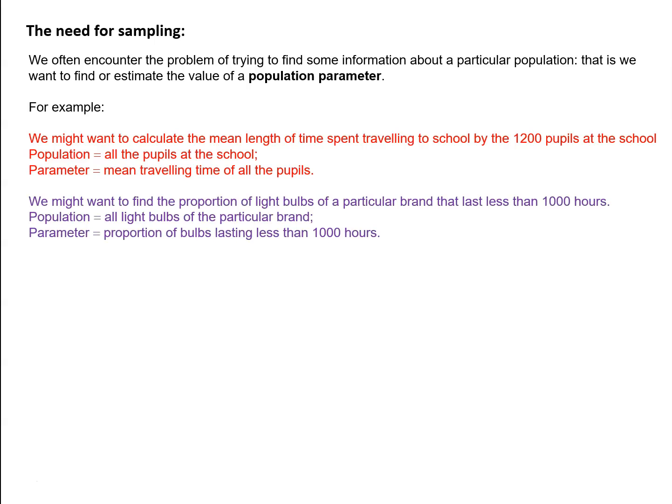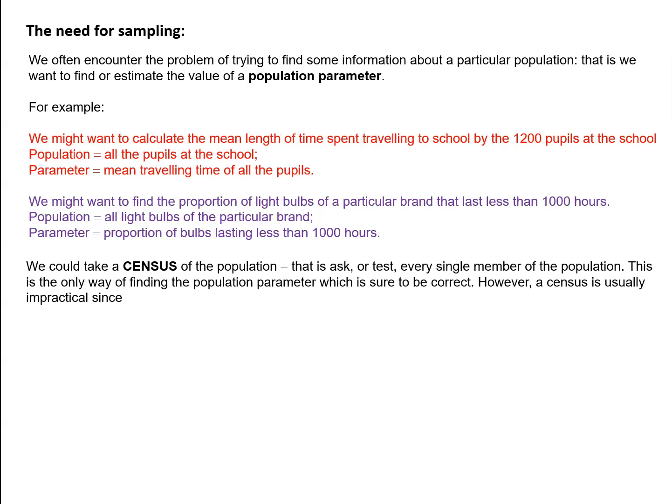Alternatively, we might want to find the proportion of light bulbs of a particular brand that last less than 1000 hours. The population consists of all light bulbs of that particular brand, and the parameter that we're trying to calculate is the proportion of bulbs that last less than 1000 hours.